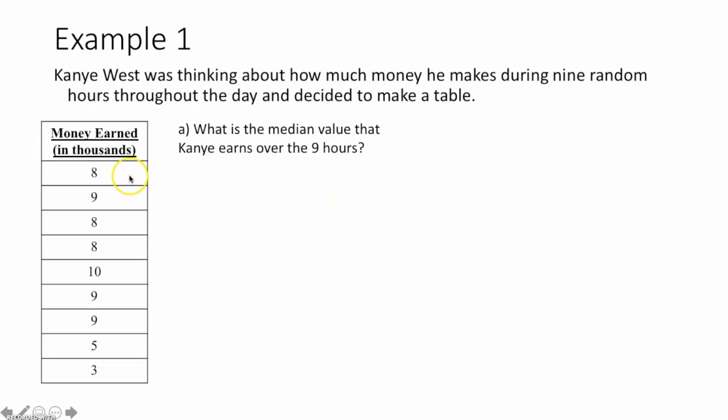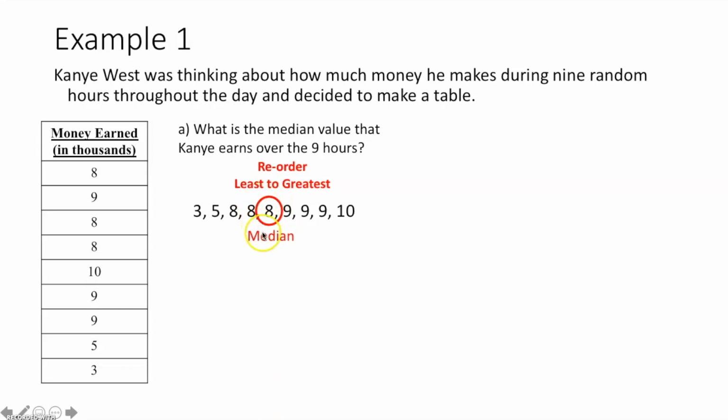Well, what we have to do is, since this is not in order from least to greatest, we have to order it from least to greatest. So we go ahead and take this data set, reorder it from least to greatest, and it looks something like this. Now we just have to figure out which number's in the middle. Well, there are 9 data points here. So 1, 2, 3, 4, 5. 1, 2, 3, 4. Yeah, so this 8 would be right in the middle of that data set.